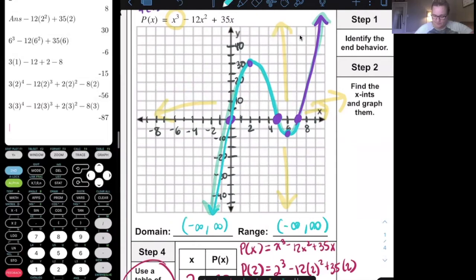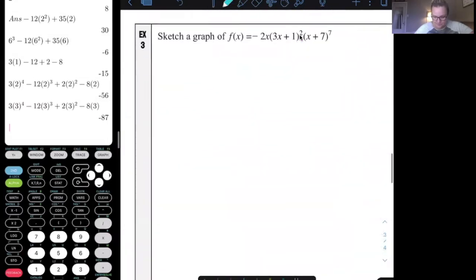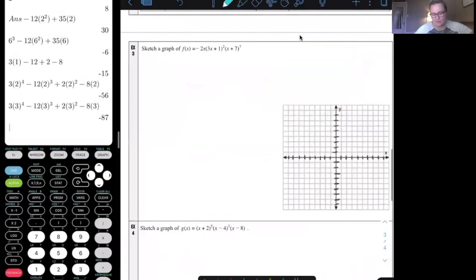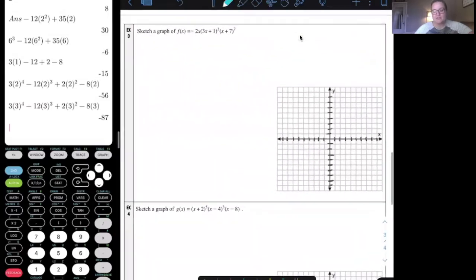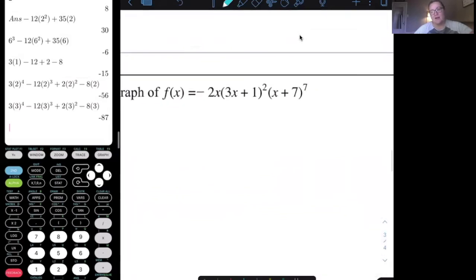That's the domain. Okay. Let's go to number 3. So number 3 here, example 3. Sketch a graph of f of x equals -2x times (3x plus 1) squared times (x plus 7) to the 7th power. So something really nice happened here for us today. Our function is already factored, so we don't have to factor it.